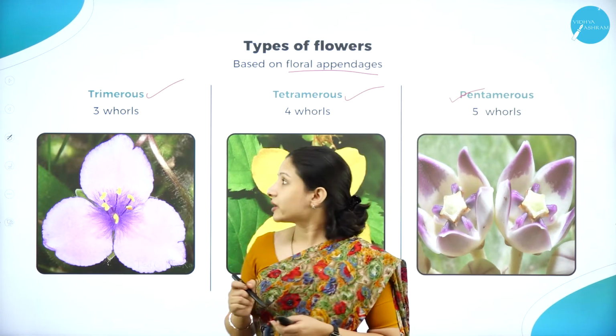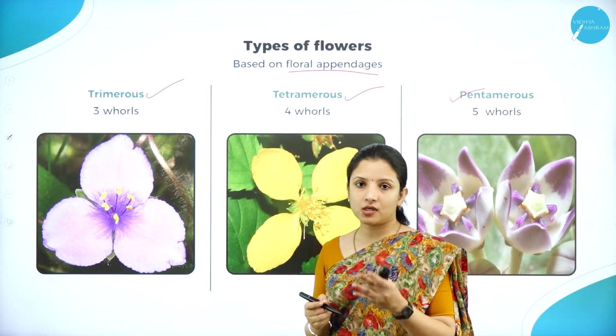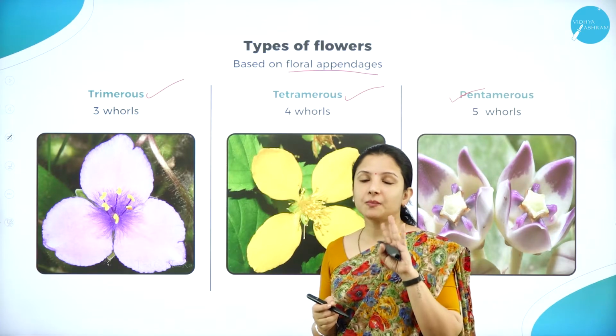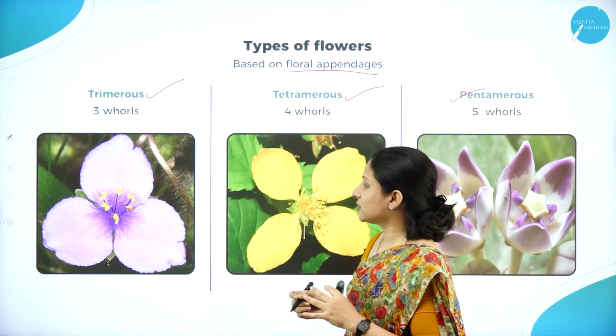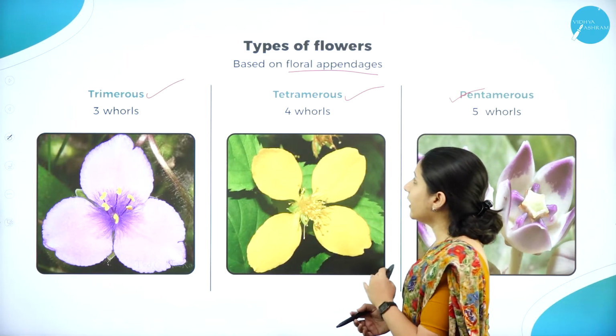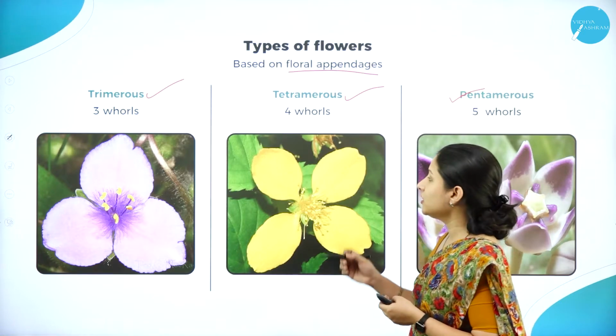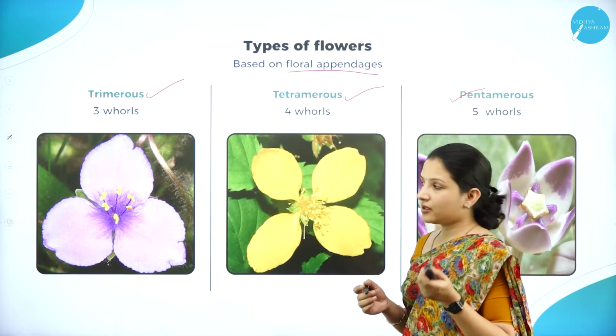So what are trimerous flowers? Those flowers exhibiting three whorls, that is, three parts in a flower, are called trimerous flowers. And those flowers having four whorls, that is, four parts in a flower, are called tetramerous.